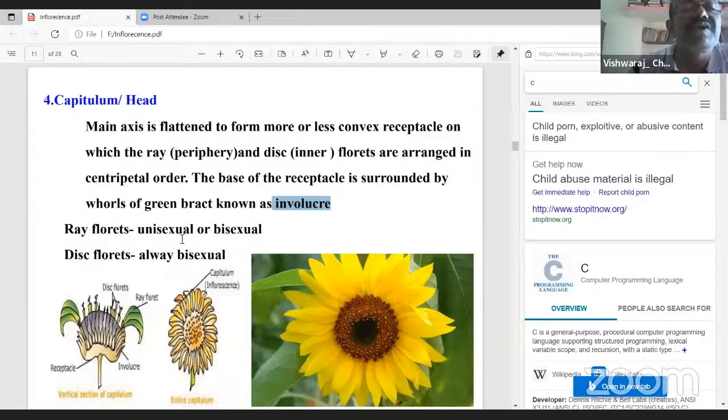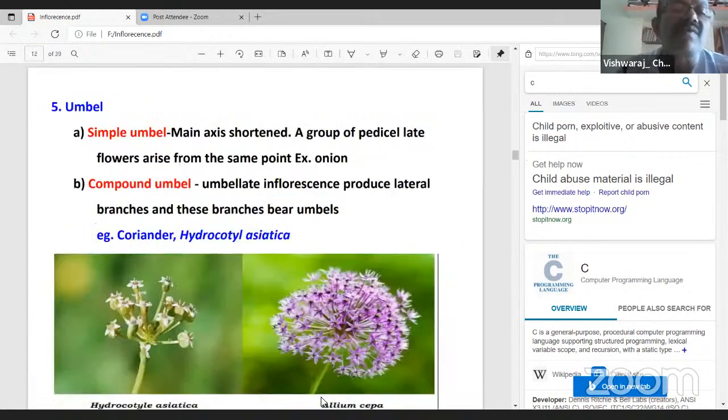Ray florets may be unisexual or bisexual, and disc florets are always bisexual.